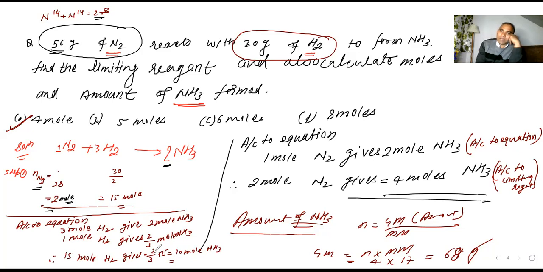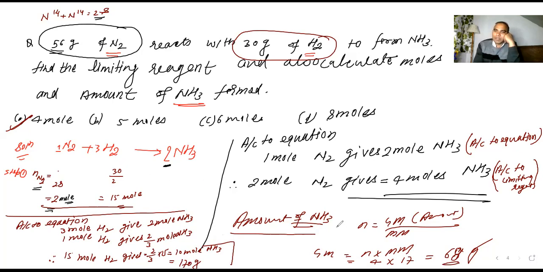So 10 mole NH3 means how much gram? Calculate. 1 mole NH3 means 17 gram, so 10 mole NH3 means 10 times 17, which is 170 grams. Which is lesser in amount, 170 gram or 68 gram? 68. So which is the limiting reagent, N2 or H2? N2.